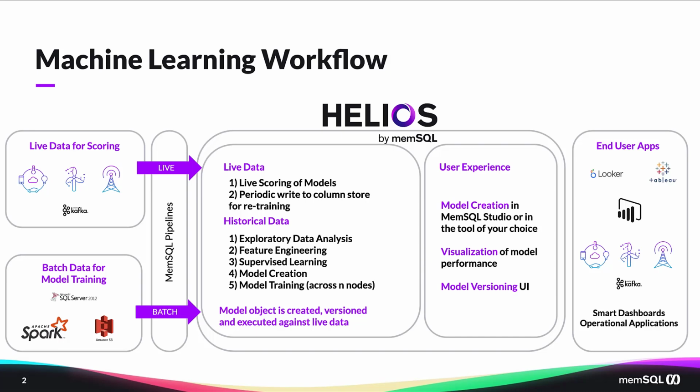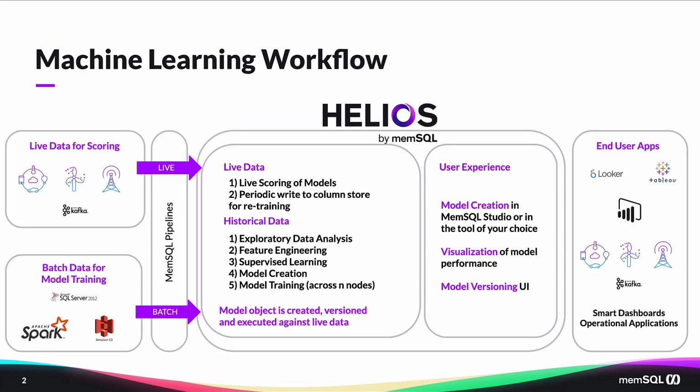Many of today's modern data challenges introduce the need for both batch data as well as live data. In MemSQL Helios, you can easily bring in those various different types of data through MemSQL pipelines. Say you're bringing batch data from an existing database like SQL Server or an object store like S3. And then you'd like to bring in your live data from sources like Kafka and other IoT streams.